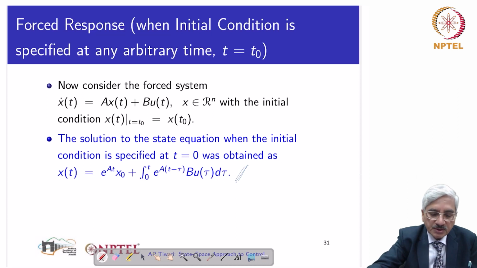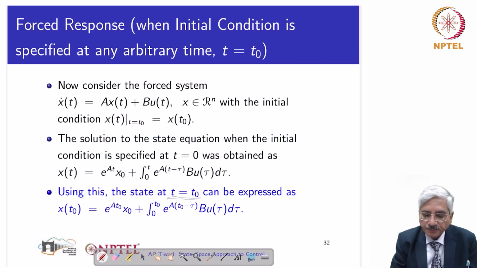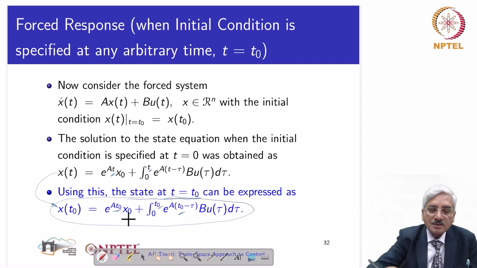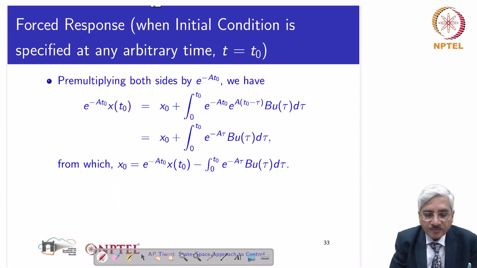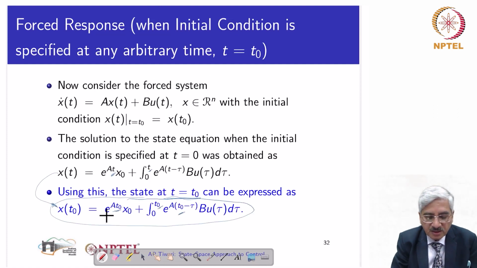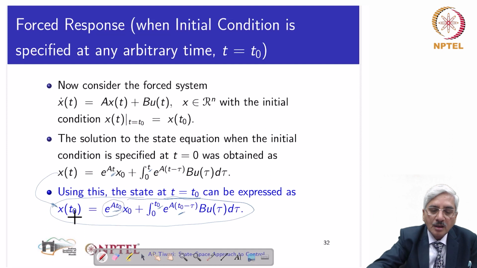In this we substitute t equal to t0, and it gives x(t0) equal to e^(A t0) x(0) plus the integral. Mind it, in place of t we have substituted t0, here also in place of t we substituted t0, and so on. So we get an expression of x(t0). We can pre-multiply, so what we are doing is pre-multiplying by the inverse of this on all the terms.